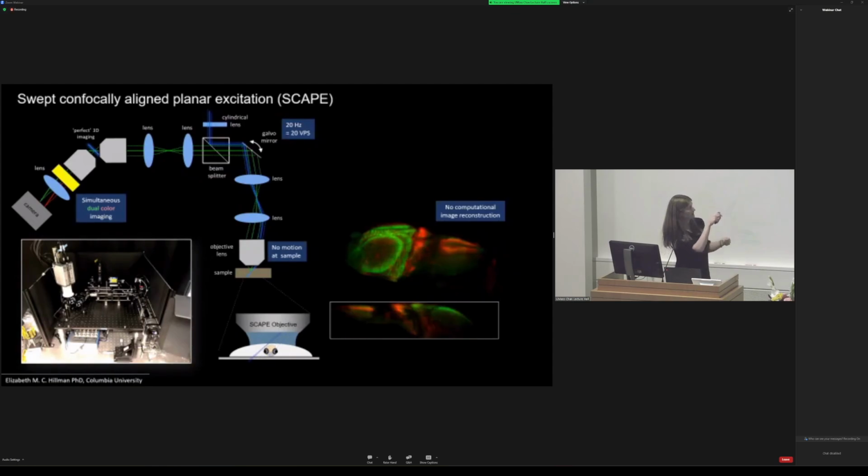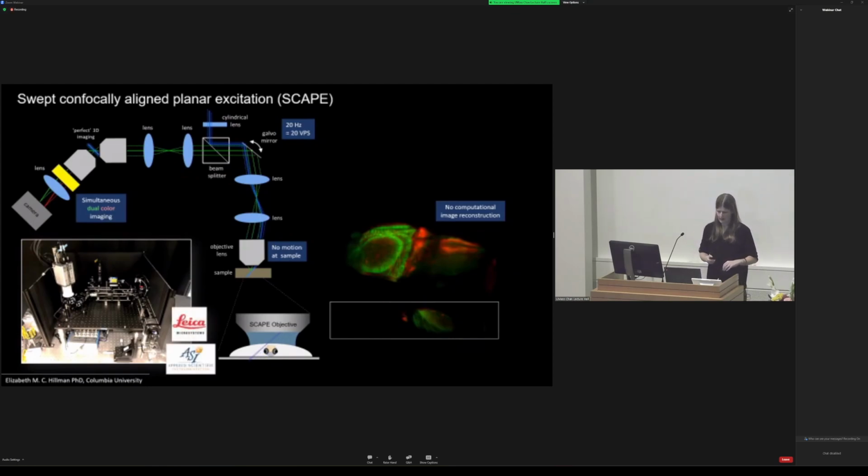This is completely isolated, the objective lens. There's no electronics or anything. There's like one wire that goes into the system. We do dual color imaging always. And so it's also relatively inexpensive, certainly compared to any other technology that tries to do super high-speed point scanning. And so we actually entered into licensing agreements with Leica and ASI, and at some point you'll be able to buy one, hopefully.